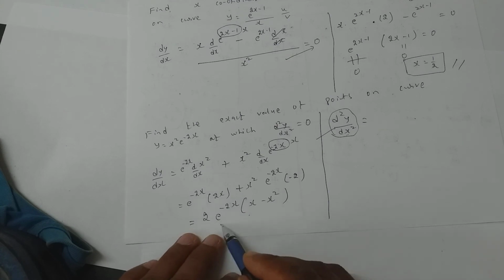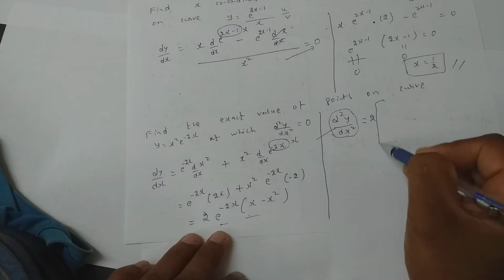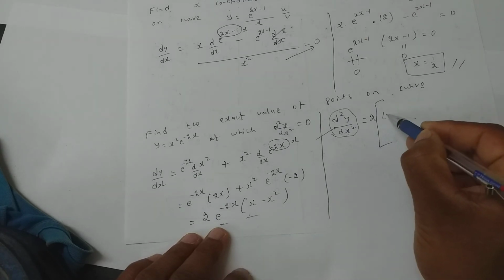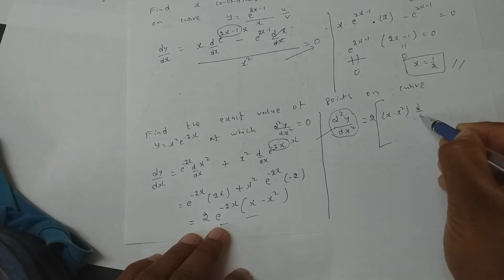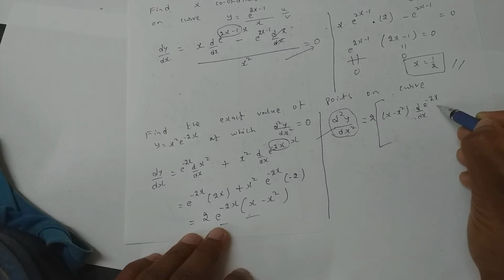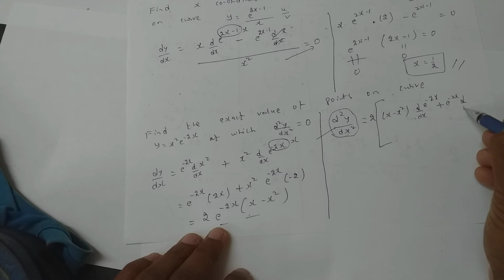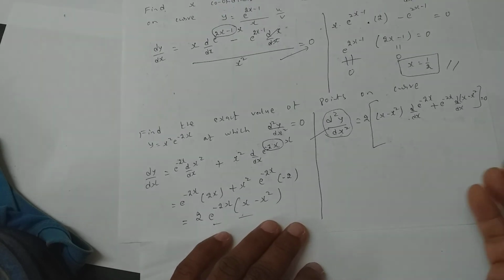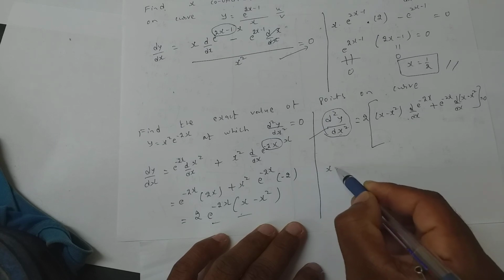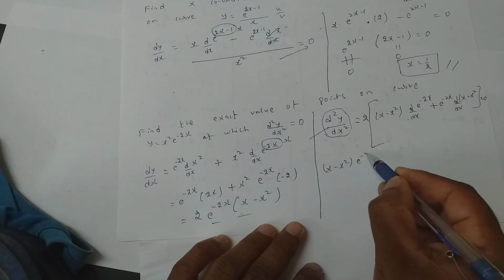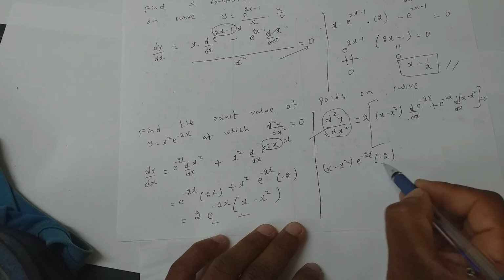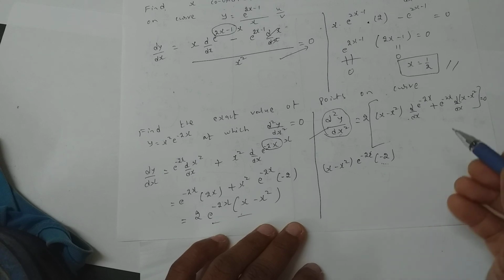Now again the catch is the uv rule. So 2 outside, this is u, this is v, or anyone. So differentiate one at a time. So x minus x square into d by dx of e power minus 2x, plus e power minus 2x into d by dx of x minus x square, equal to 0 is what is given. So 2 goes to the other side, it's gone. So now it is x minus x square into e power minus 2x, differentiation is minus 2x into minus 2. This most students forget, please don't forget it.